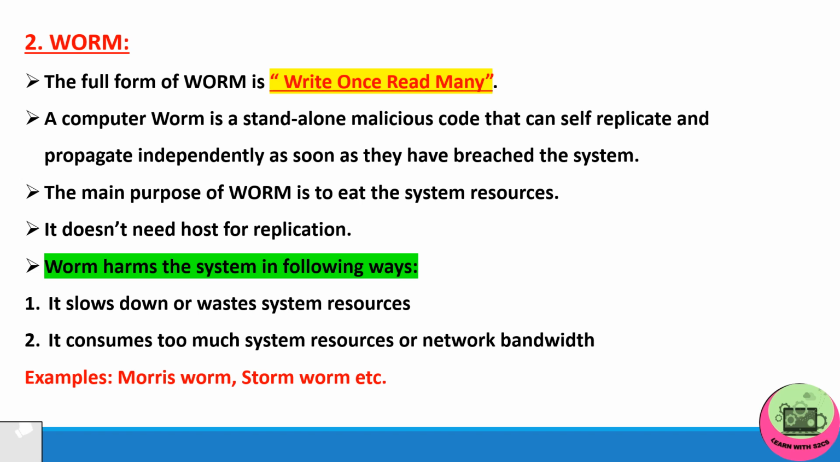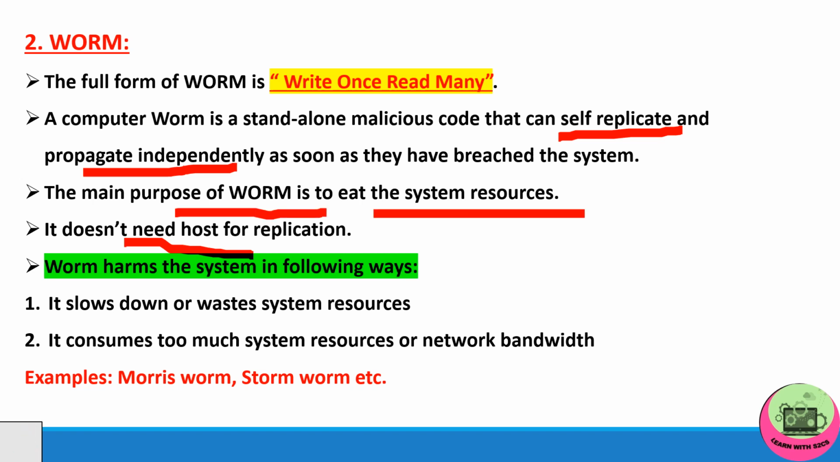What is a worm? The full form of worm is write once, read many. A computer worm is a standalone malicious code that can self-replicate and propagate independently as soon as it has breached the system. So it doesn't need a host for replication. It can self-replicate. It doesn't require any host or user to run a particular program affected by the worm. It is just self-replicating and propagates independently. So the main purpose of a worm is to eat the system resources, to consume the system resources.